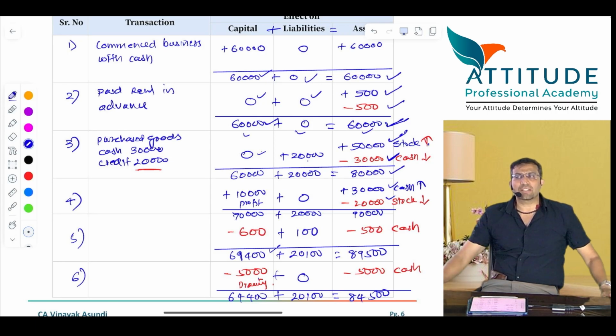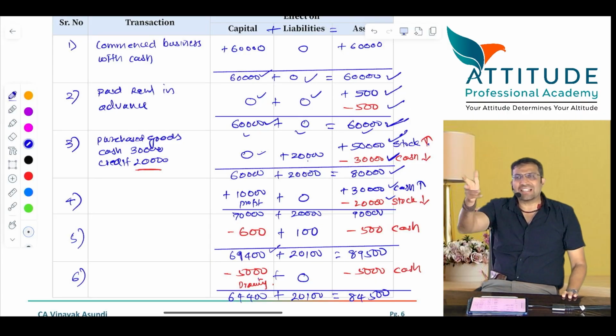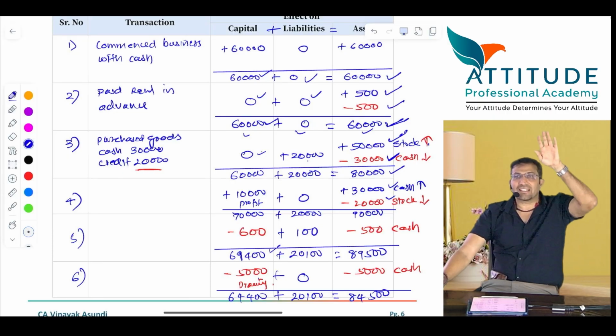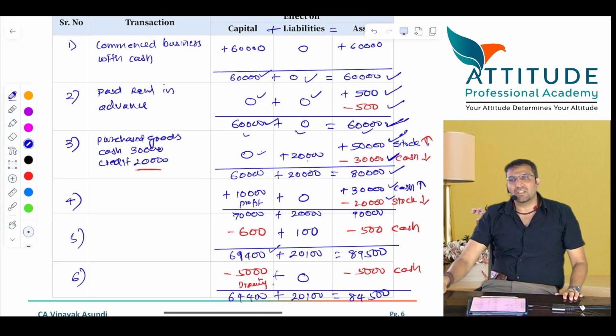Tell me one more thing. Bad debts. Debtors are there, good debtors, but that debtor is not paying the money. The debtor says, I will not pay the money. So debtors are coming down and loss will increase. Where is the effect? Asset decreases, that is, debtors balance is decreasing. And bad debts is a loss. If loss increases, capital reduces. So capital reduces and asset also reduces.